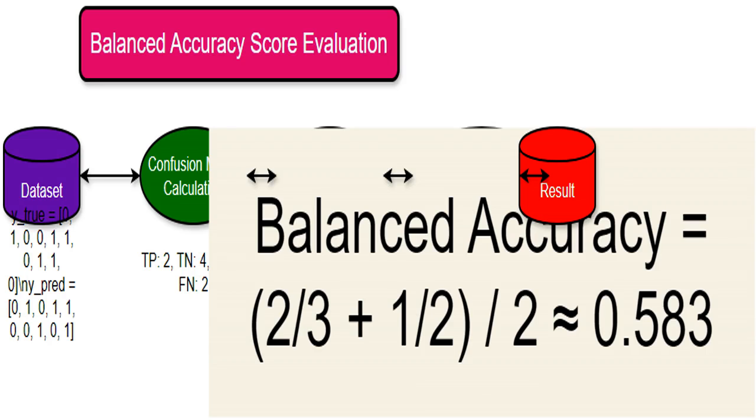I compute the balanced accuracy by averaging the recall of class 0 and class 1. So, 2/3 plus 1/2, divided by 2, is about 0.583. This gives a balanced view of our model's performance on both classes, unlike regular accuracy, which can be biased if one class has way more samples than the other.